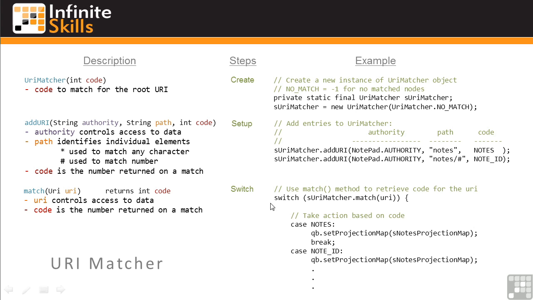Finally, in the switch step, the match method of the UriMatcher object we created is used to send the execution sequence to the appropriate case statements for the corresponding URI. The first is for notes, the second for note ID, followed by any others we might have. And now let's take a look at the Notepad sample app code that implements the UriMatcher.